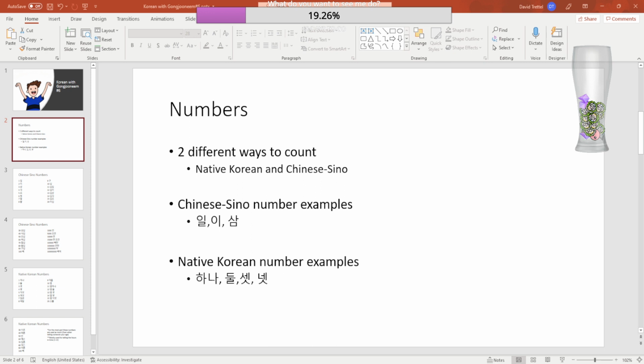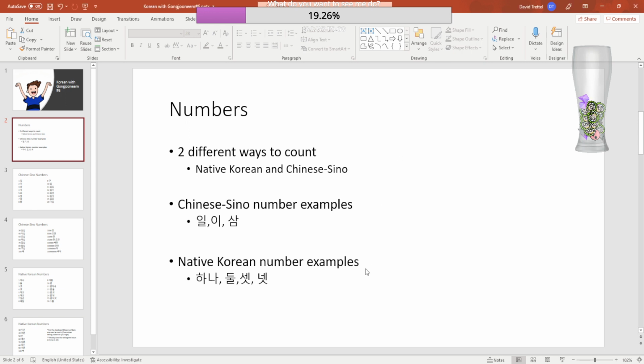Now, personally, I think the Chinese Sino is a lot easier just because it's much simpler to use and it's pretty much usable anywhere. But the native Korean numbers are the basic numbers you learn right away. And if you wanted to learn to tell time, you have to use both, which makes it confusing. But the hours use the native Korean up to 12, and then the minutes is the Chinese Sino.